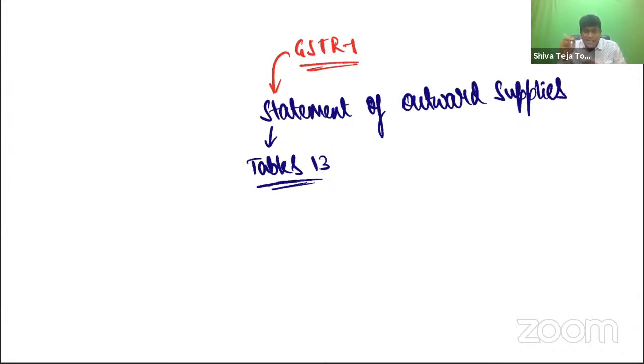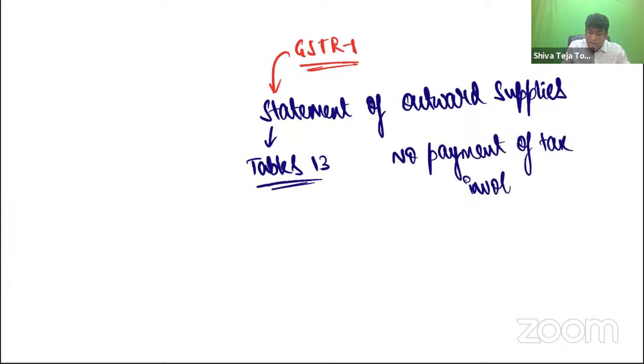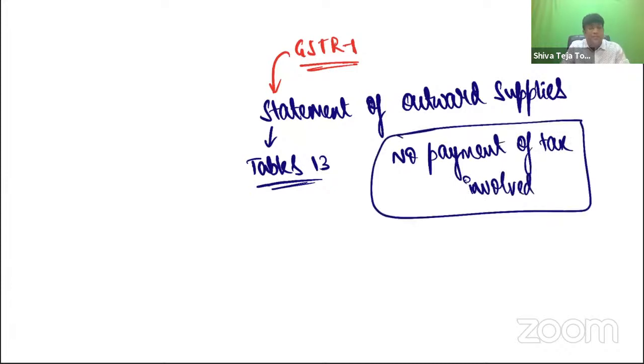So what is GSTR1? GSTR1 is purely a statement of outward supplies, where we do not disclose the details of inward supply. We disclose the details of only outward supply. And in GSTR1, there is no payment of tax involved. The question of payment of tax arises only through a challan, and the return is filed in GSTR 3B. GSTR1 can be filed even without payment of tax. The story of payment of tax will come only in case of paying through a challan or when we file our return GSTR 3B. But when I talk about GSTR1, the statement of outward supply, there is no question of payment of tax involved.